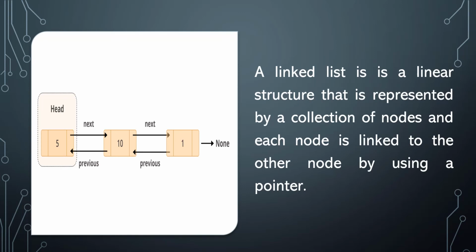For the user-defined data structures, we start with a linked list, which is a linear structure that is represented by a collection of nodes, and each node is linked to the other node by using a pointer. Linked lists are built in Python using classes. So object-oriented programming will allow you to build this kind of data structure, which is very powerful in very specific cases.